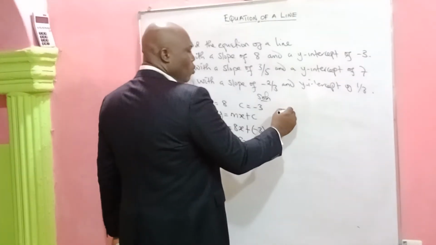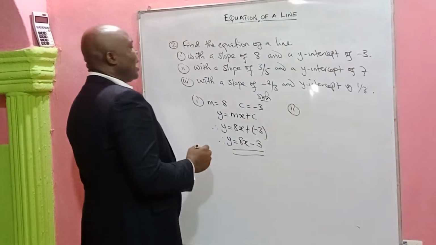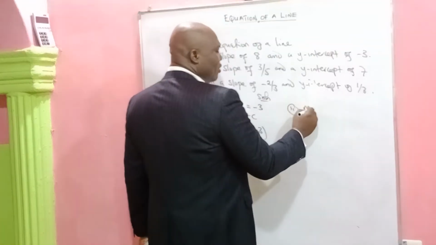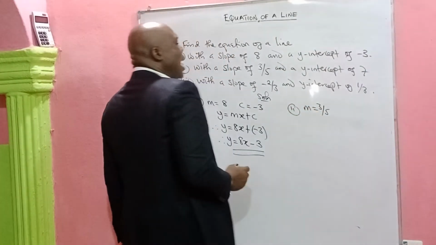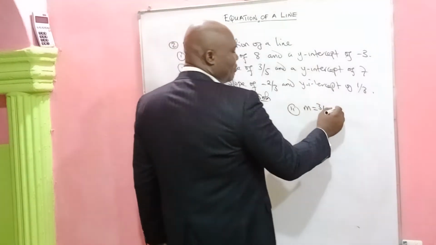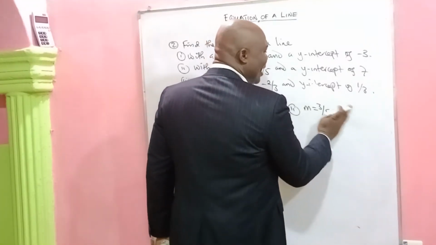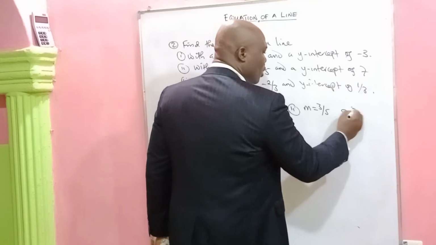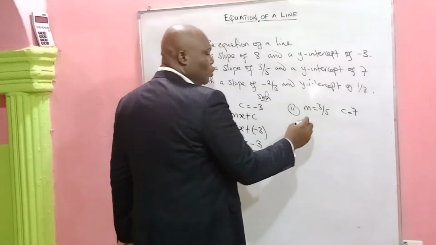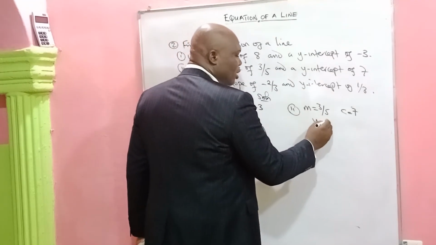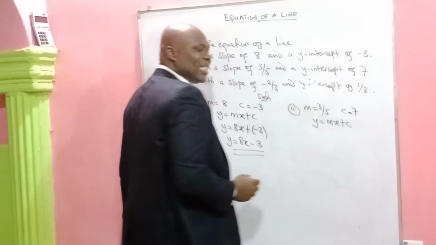Okay, so in the second one, they say we should find the equation of a line with a slope of 3 over 5. The slope is 3 over 5. And then the y-intercept is 7. So c is equal to 7. Alright, so as usual, we'll bring out the equation of a line, which is y is equal to mx plus c.